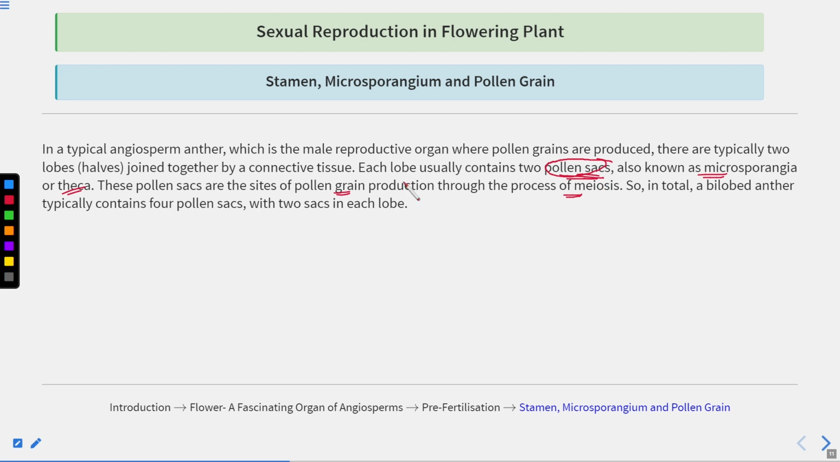So pollen grains are produced through meiosis. The pollen grain should be haploid. So in total, a bilobed anther typically contains 4 pollen sacs with 2 sacs in each lobe. Clear? So there are 2 lobes, and within each lobe we have 2 pollen sacs, and within the pollen sacs the pollen grains are present. Clear?